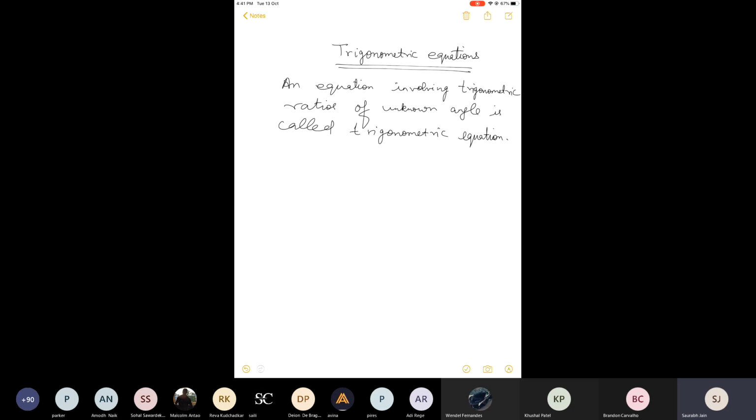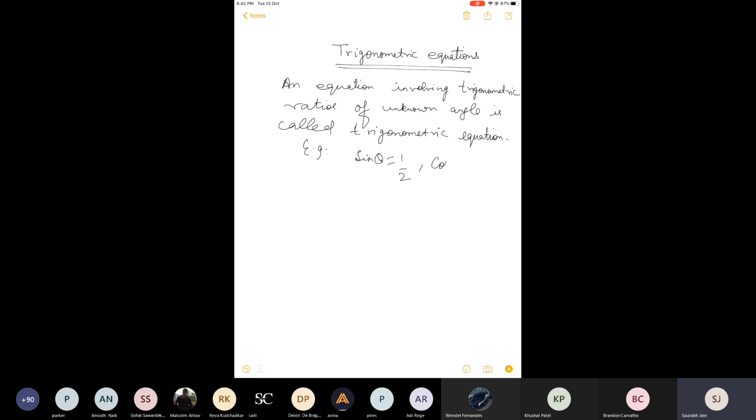So an equation involving trigonometric ratios of unknown angle is called a trigonometric equation. See, you have already studied quadratic equations and linear equations. So similarly, there is trigonometric equation. For example, sine theta equals half. This is an equation. LHS is there, right hand side is there, unknown angle theta is there, and they want you to find theta. So what are those values of theta for which sine theta is half? This is the question.